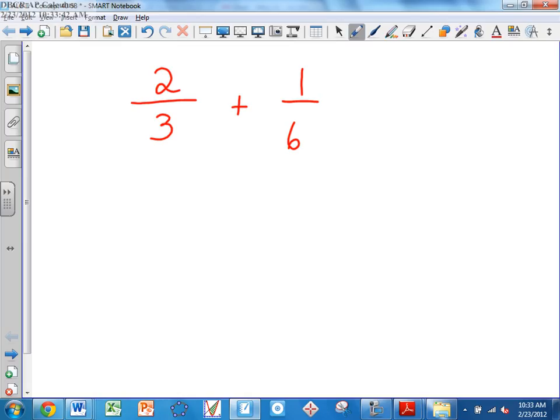Now, I'm hearing mistakes, I'm hearing correct things. The bottom number needs to be the same. So Enrique's right to start. Remember, with multiplication, you just multiply across. That's the easier one. Adding is actually more difficult. Okay?